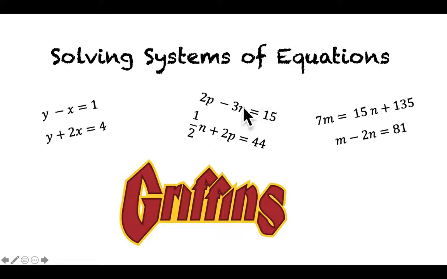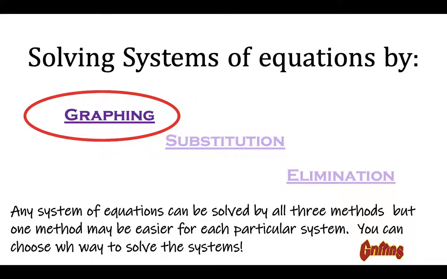The middle one's a pair of equations and a pair of variables p and n. And the last set is a pair of equations with the pair of variables m and n. Because we have as many equations as we have unknowns, then we're able to solve these systems of equations. We can solve systems of equations by graphing, substitution, or elimination.